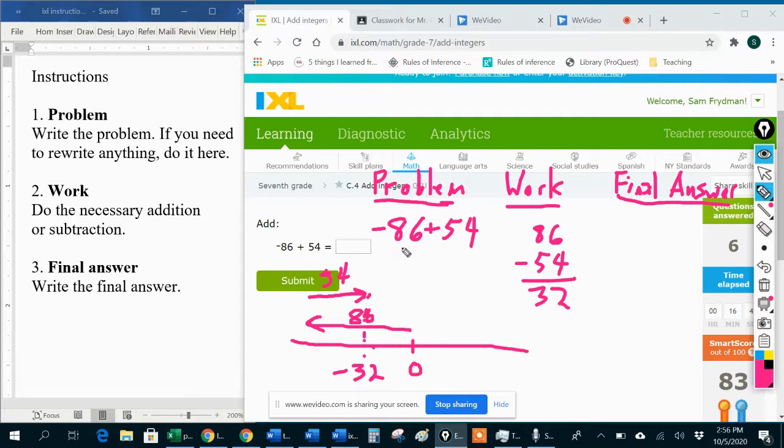So basically, another way we could have seen that pretty quickly is just compare these numbers. 86 is bigger than 54, so I'm going to take the symbol in front of the 86. And the reason I do that, you can see from the number line, is because I went further to the left than I did to the right, so I still wound up in negative territory. Okay, so my answer here is going to be negative 32.